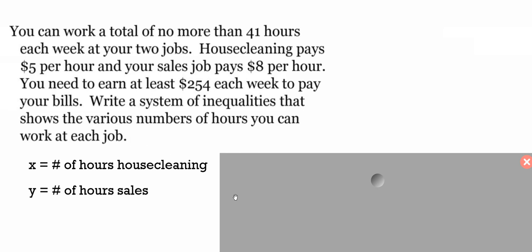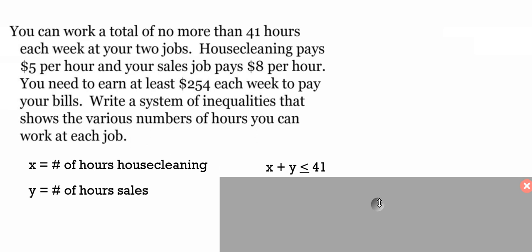So we're going to start looking at the values that we have in here. We've got 41 hours as our total amount you can work at your two jobs. However many hours you work house cleaning plus however many hours you work at your sales job cannot exceed 41 hours. So we don't know what X plus Y is, but we know it can't be more than 41. It can be 41, but it can't be more than 41. So that's a pretty straightforward one. Whatever the variables represent, add them together, and that number can't be more than 41.